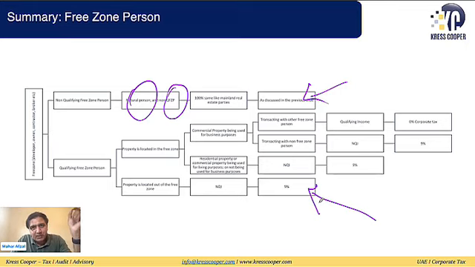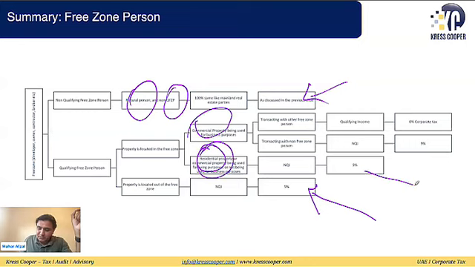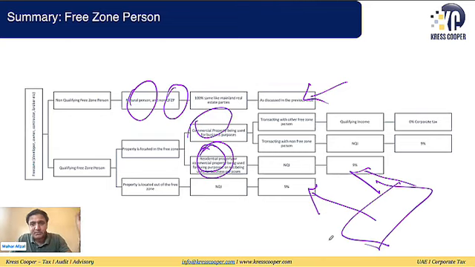If the property is located out of the free zone, it is straightforward 9%. It doesn't matter whether it is a commercial property or a residential property, it is subject to tax at 9%. If the property is within the free zone, then we need to look into whether it is a commercial property or a residential property. A residential property, or a commercial property that is being used for living purposes, both will fall under this category. It will be straightforward subject to tax at 9%. It will not meet the de minimis criteria, as we discussed.